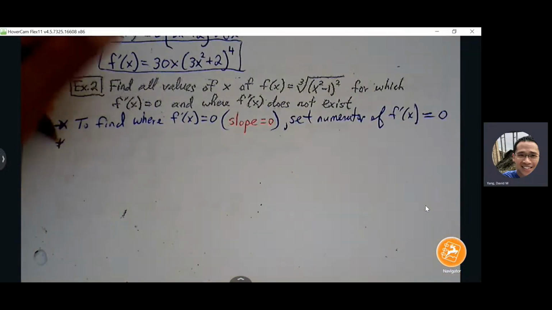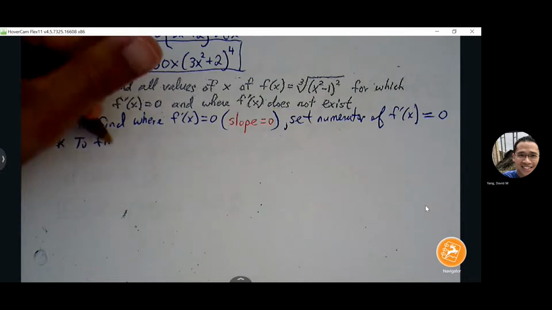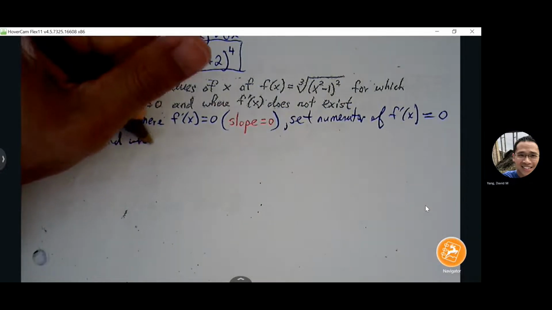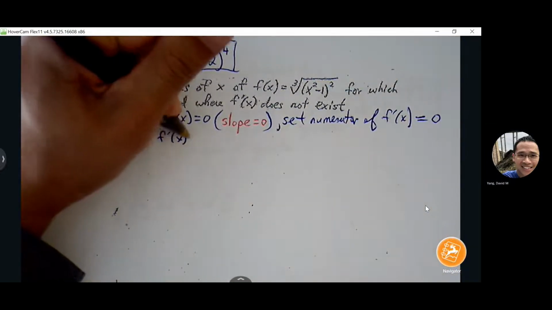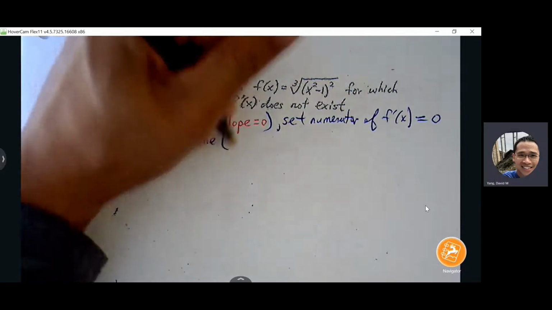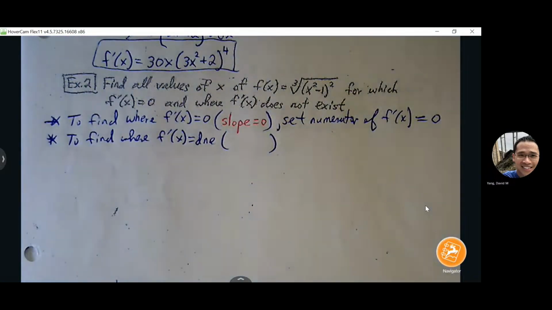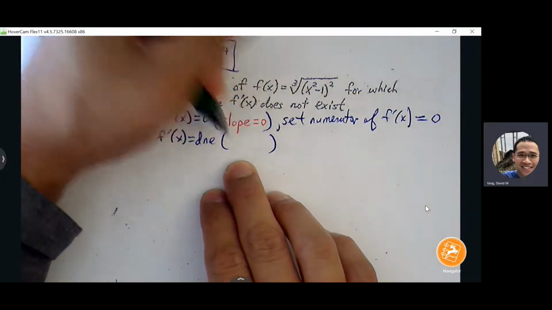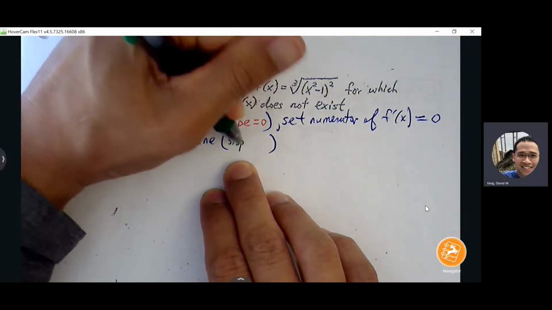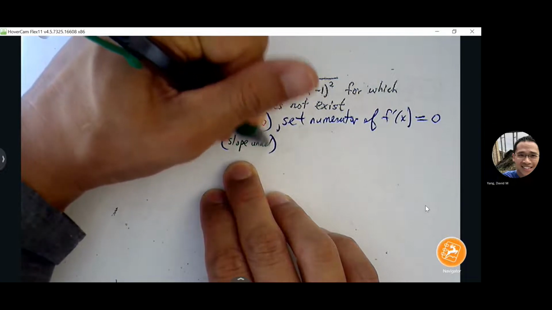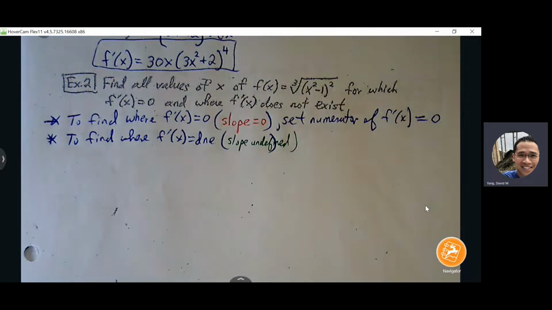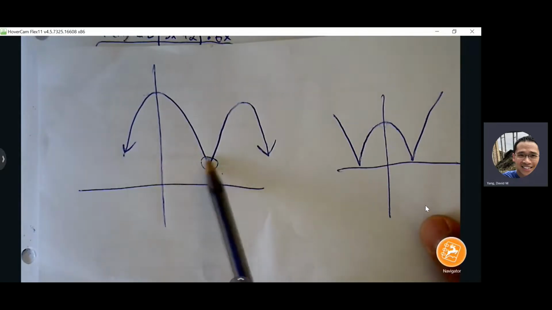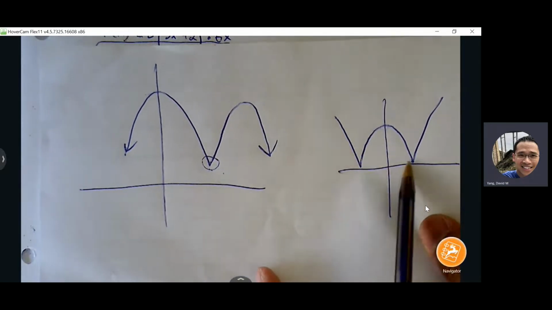Okay, next up, if you wanted to find where f prime does not exist, so what does that mean? That means what? Slope is undefined. And that means a sharp turn. All right. So anything that resembles a sharp turn is the sharp corner of the graph. All right. So these are places, slope undefined, slope undefined, slope undefined.